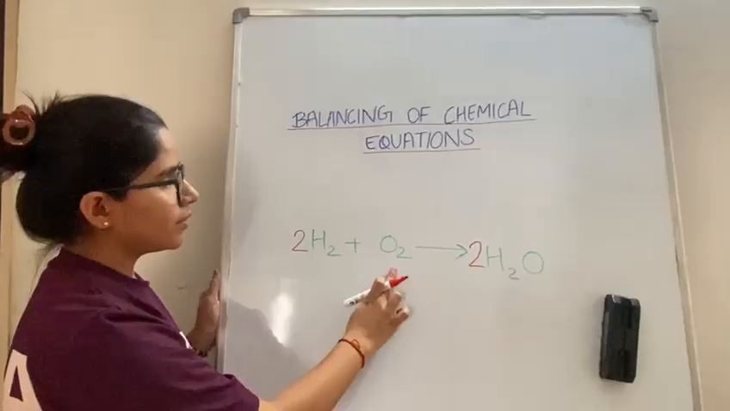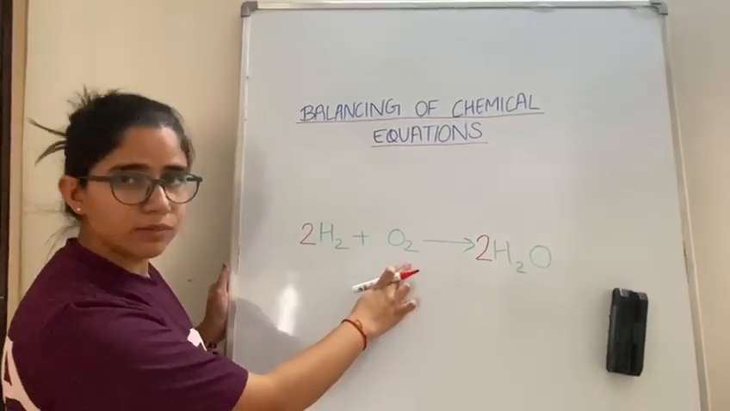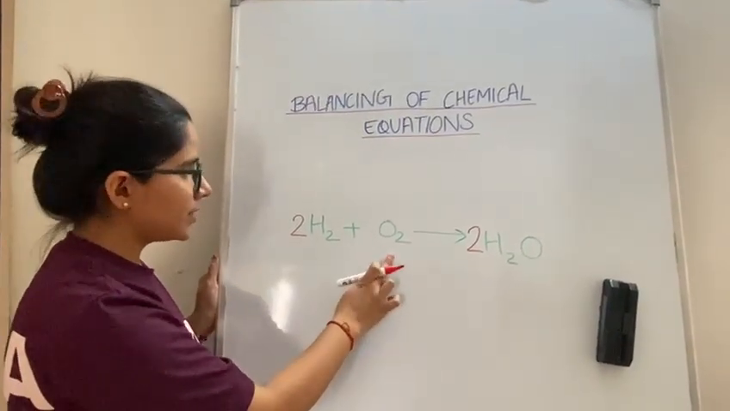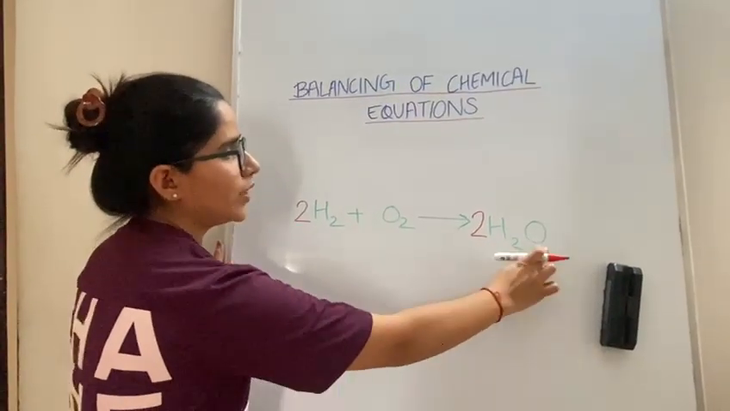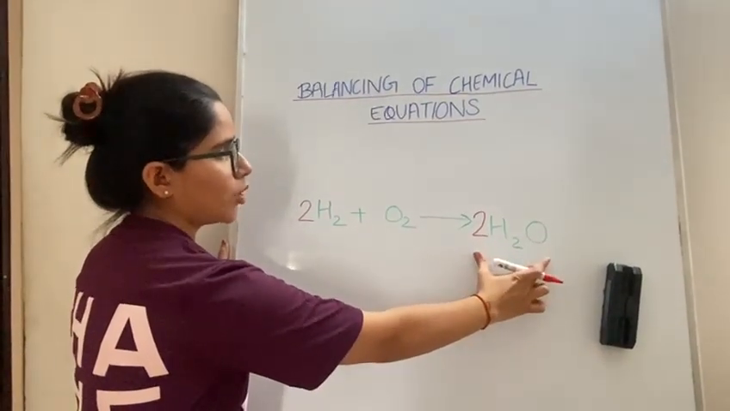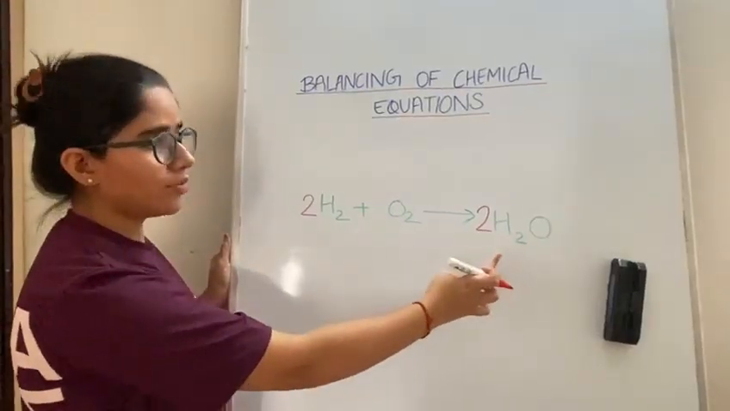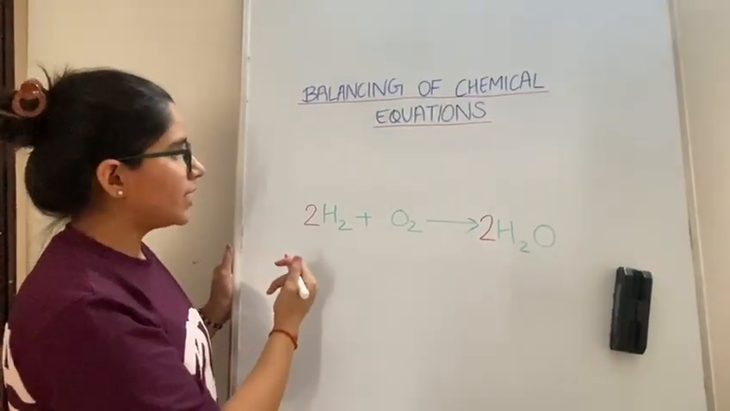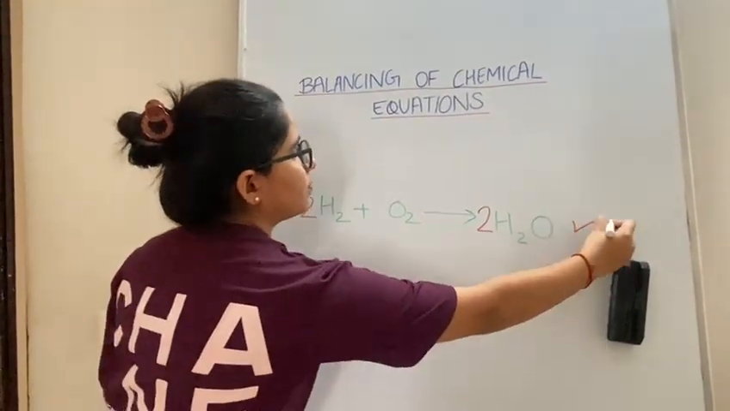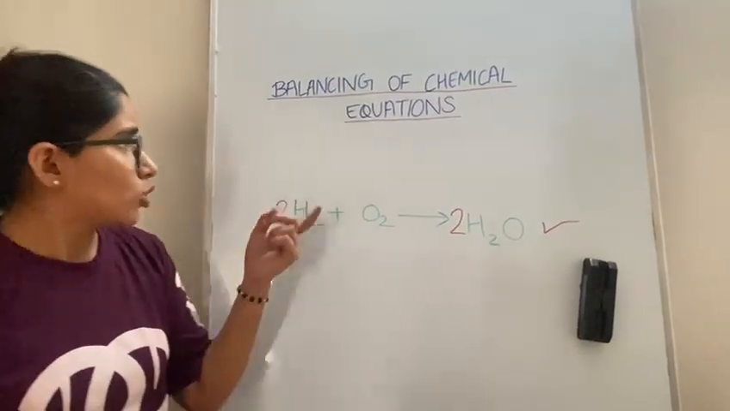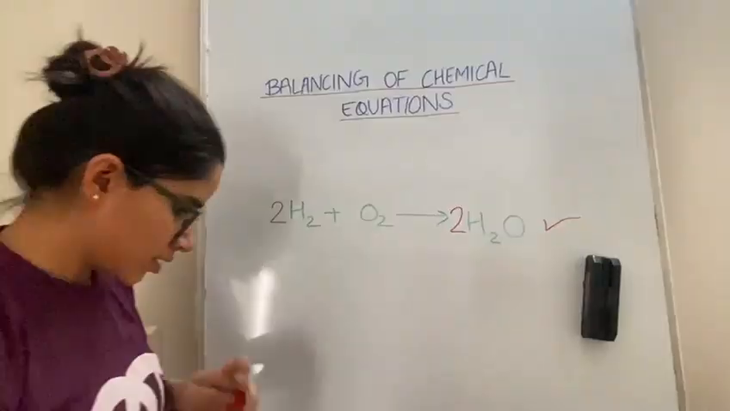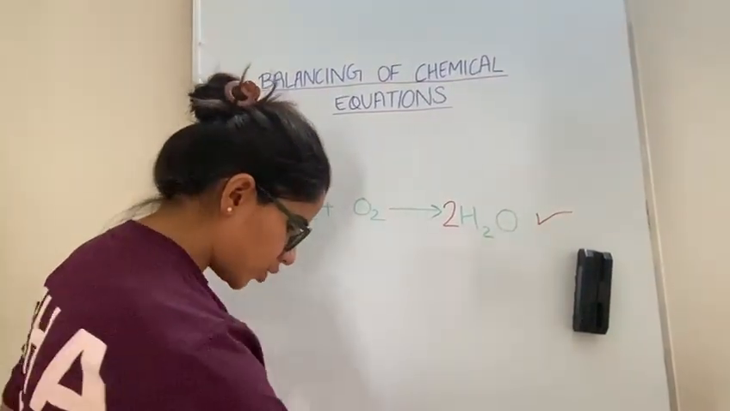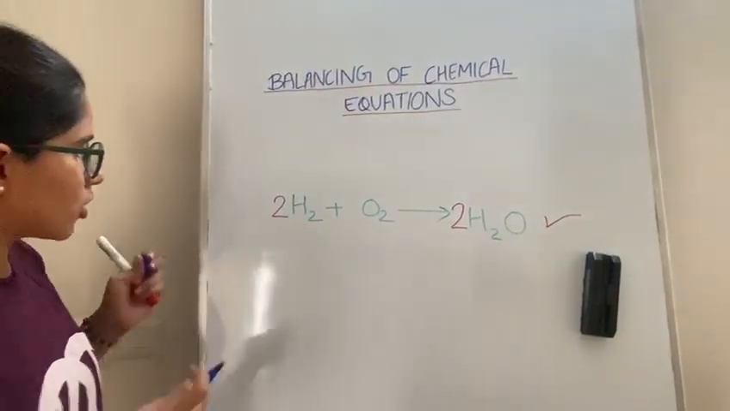I will check the number of atoms of oxygen here. I have 2 atoms of oxygen on the left hand side, and on the product side also we have 2 atoms of oxygen. Now I can say that this equation is balanced. To understand this concept, we will take a few more examples. The next example I will take is that of carbon plus oxygen.